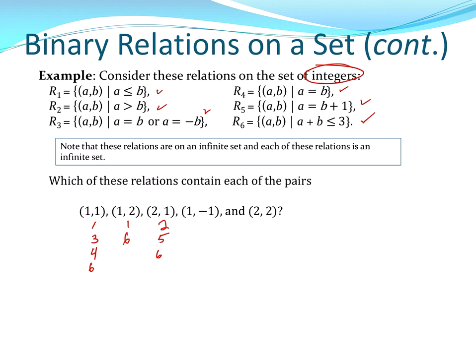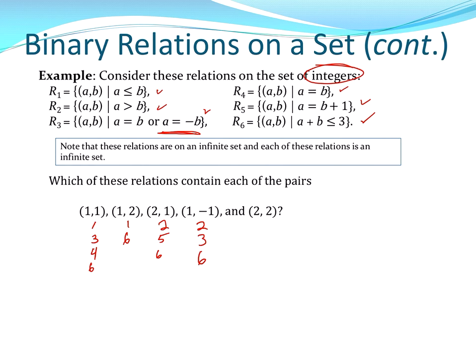All right, how about (1, -1)? Well, 1 is not less than or equal to negative 1, so it's not in 1, but it is in 2, since 1 is greater than negative 1. And notice that it is in 3 because we have a is equal to negative b. It's not in 4, it's not in 5, but it is in 6 because 1 plus negative 1 is less than or equal to 3.